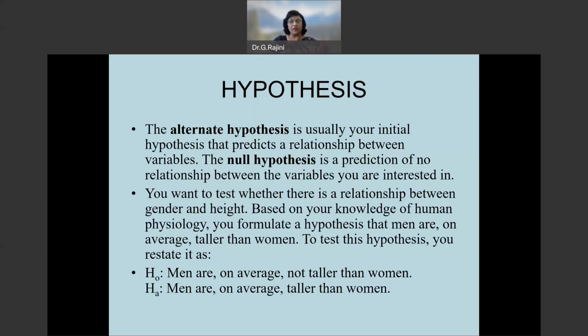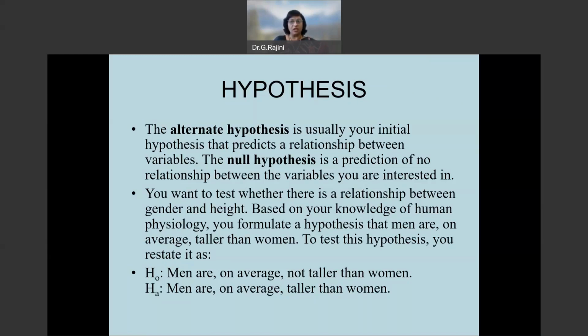So here the alternate hypothesis is usually the initial hypothesis that predicts a relationship between two variables. But the null hypothesis is the prediction of no relationship between the variables that you are interested in. We wanted to test whether there is a relationship between gender and height. That is the first example that we are taking.